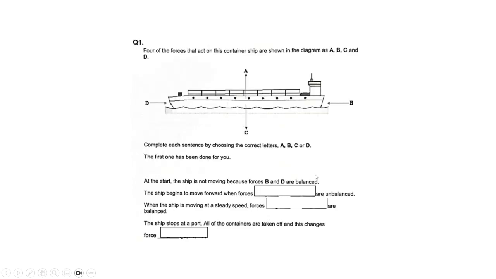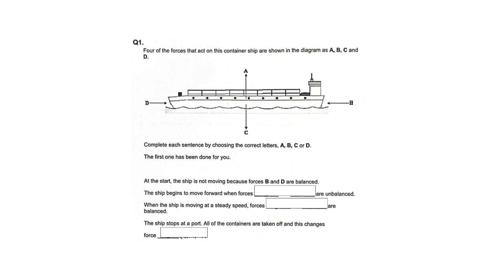First bit about this huge boat. Four of the forces that act on this container ship are shown in the diagram as A, B, C, and D. At the start, the ship is not moving because forces B and D are balanced. The ship begins to move forward when forces B and D are unbalanced. For an object to accelerate, you need the forces to be unbalanced. So you need B and D to have a different magnitude for the ship to accelerate.